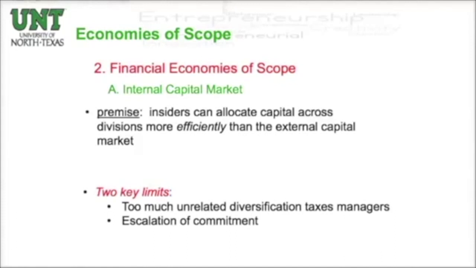There are some limits. One is that if you have too much unrelated diversification, it becomes difficult to manage. We talked about this as a diseconomy of scale. Right, so this comes back and it's an issue here again. And another one is escalation of commitment. Now, if you don't know what escalation of commitment is, you really want to understand that for the test and also just for life in general. Escalation of commitment is where you continue to throw money after an effort, right? After a decision, even when it becomes pretty obvious that it's not the right decision, right? So you just don't know when to stop, right?